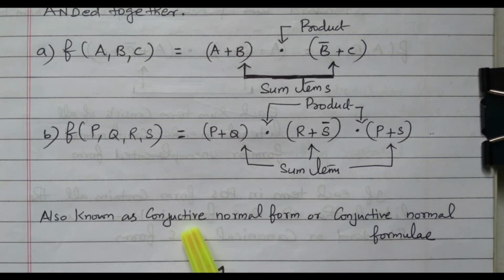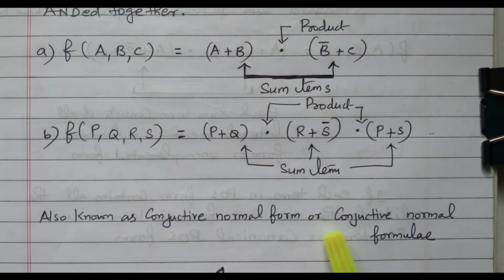Previous one is the disjunctive normal form or conjunctive normal form, right? Now we'll see that in this, the 4 parameters are available: P, Q, R, S. But here, in the first sum term, only P and Q are available. R and S are not available.